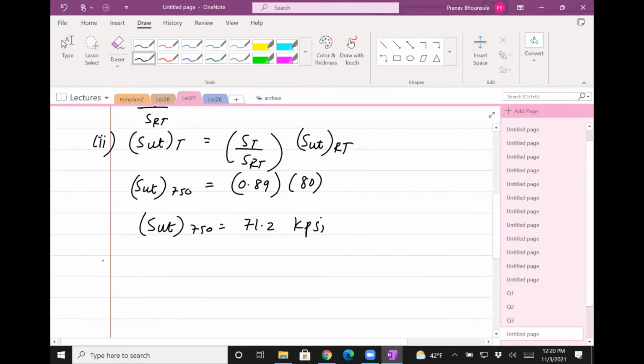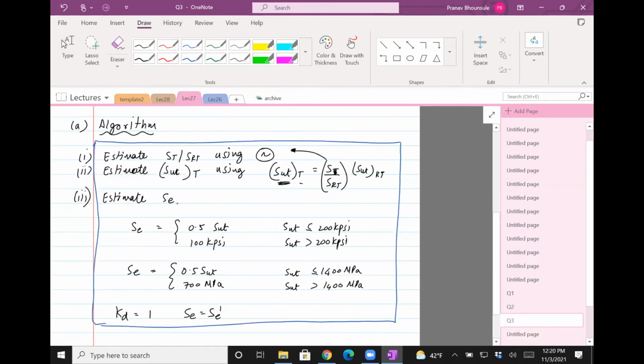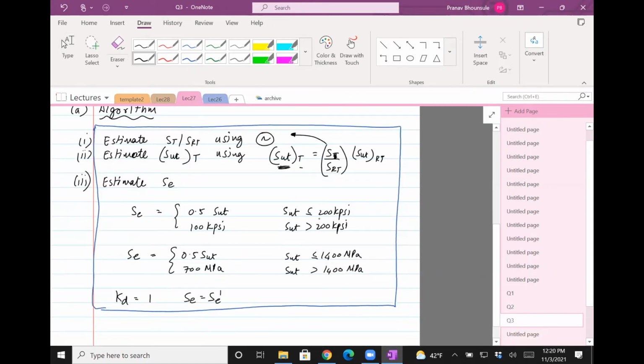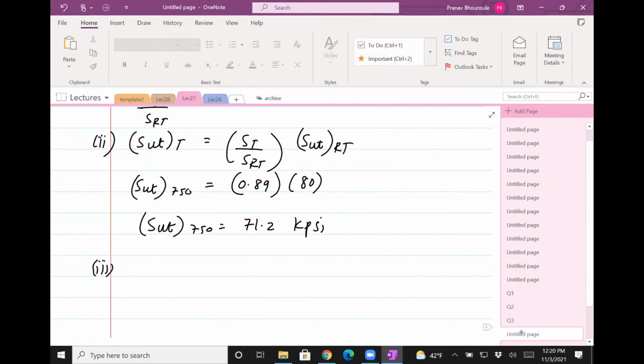The third step is, if you go back, estimate SE using these formulas. The top one is for kpsi, the bottom one is for SI units. So let's take this one, right? Because we want it in kpsi. Copy, paste.